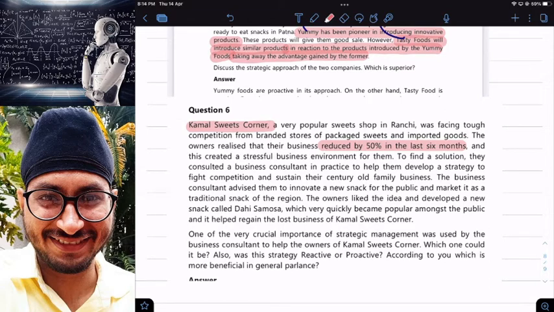Now what did the business consultant do? The consultant asked them to innovate a new snack for the public, called Dahi samosa, which became very quickly popular among the public and helped them to regain their lost business. Now tell me, did the owners of Kamal Sweets meet a consultant before their sales dropped or after their sales dropped by 50%?